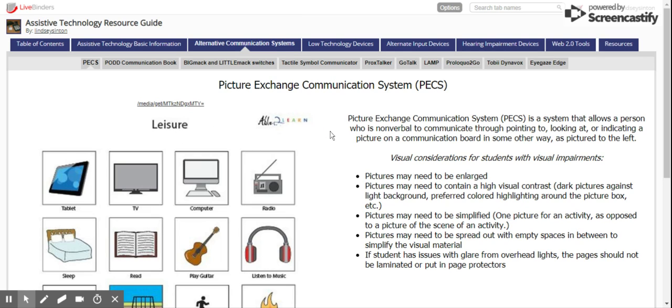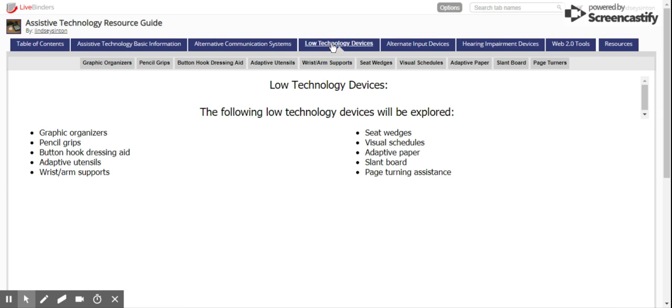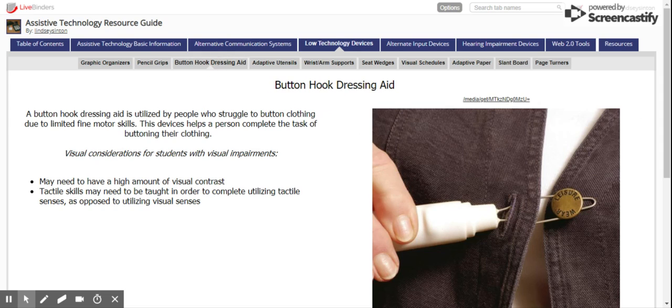So if you were to then look at the low tech devices, you could see I included again 10 different devices here, and so I included things such as graphic organizers, adaptive utensils, the seat wedges, adaptive paper, and then again, if you were to look at one specific one, such as the button tuck dressing aid, you would see the short description, the picture, and the visual considerations for students with visual impairments.